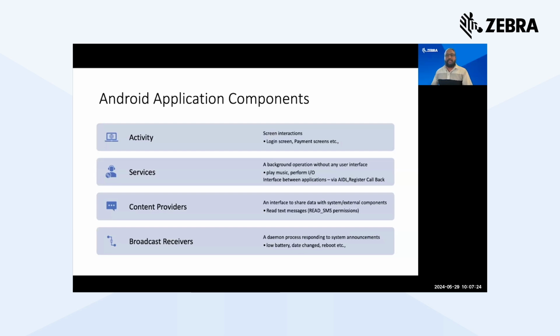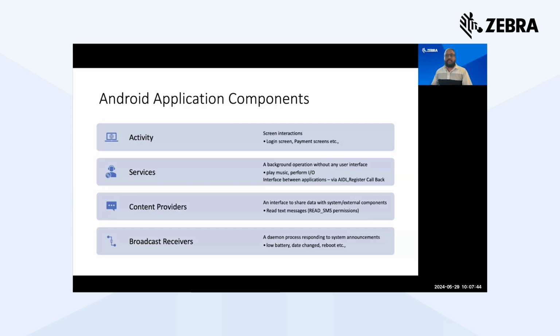Content providers supply data from one application to another based on a request. For example, data can be stored in various locations like a file system or a database, and accessed by other applications using content resolver classes.